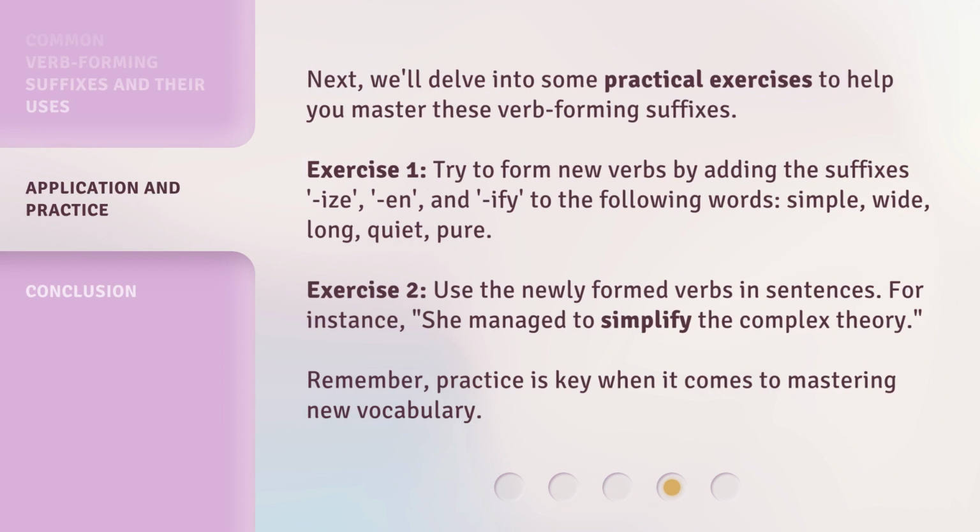Next, we'll delve into some practical exercises to help you master these verb-forming suffixes. Exercise 1. Try to form new verbs by adding the suffixes -ize, -en, and -ify to the following words: simple, wide, long, quiet, pure. Exercise 2. Use the newly formed verbs in sentences. For instance, she managed to simplify the complex theory. Remember, practice is key when it comes to mastering new vocabulary.